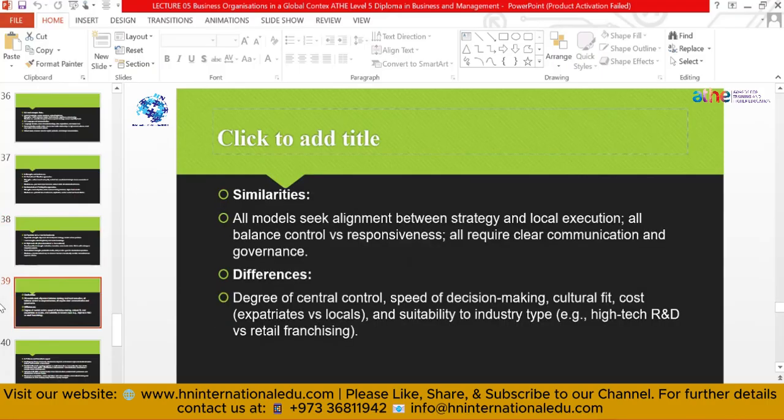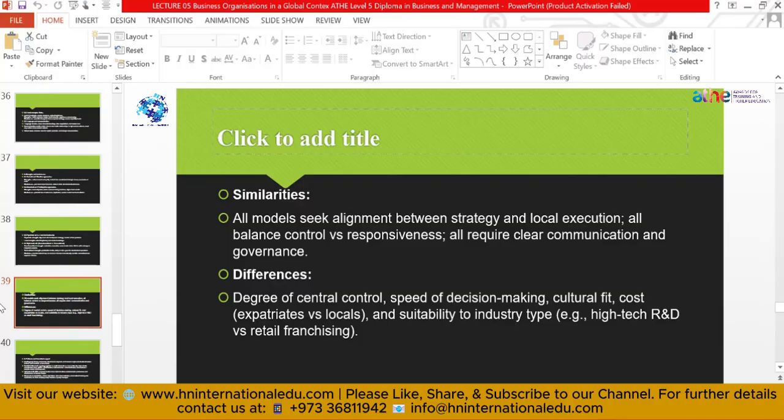Similarities: all models seek alignment between the strategy and local execution. All balance control versus responsiveness. All require clear communication. Whatever style you opt, whatever method you opt, whatever leadership you opt, you need to be sure that you're able to execute it seamlessly, clearly, and we have the control as well, not obviously the complete control, but at least 50% of control. However, the differences: degree of central control, speed of decision making, cultural fit, cost, expatriates versus locals.